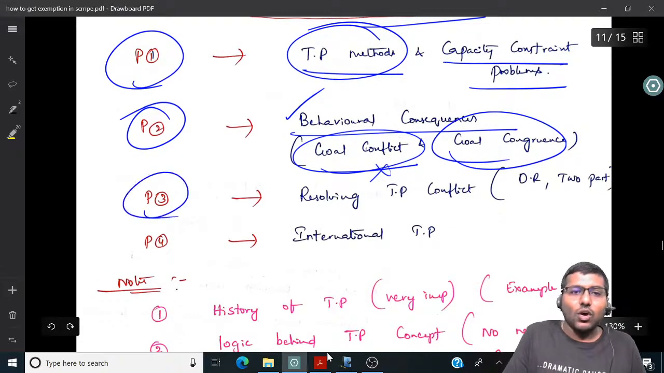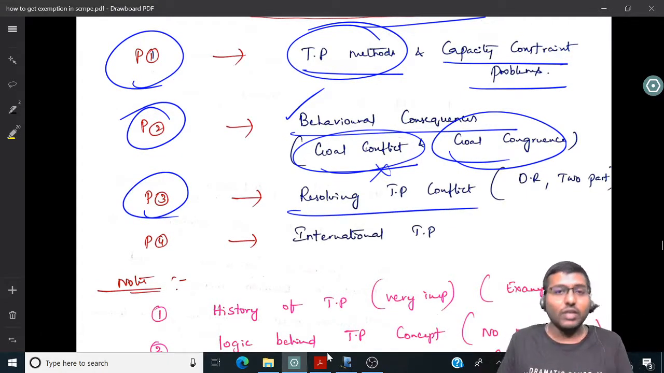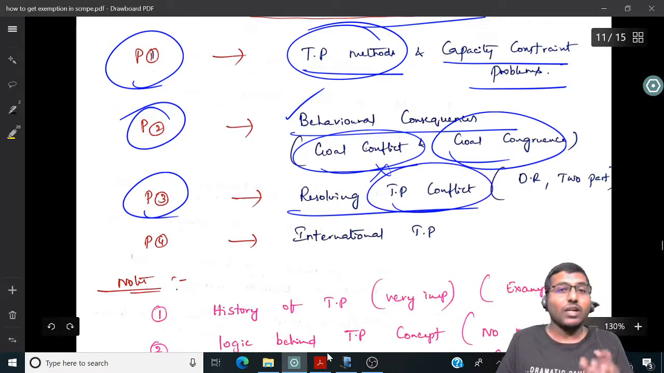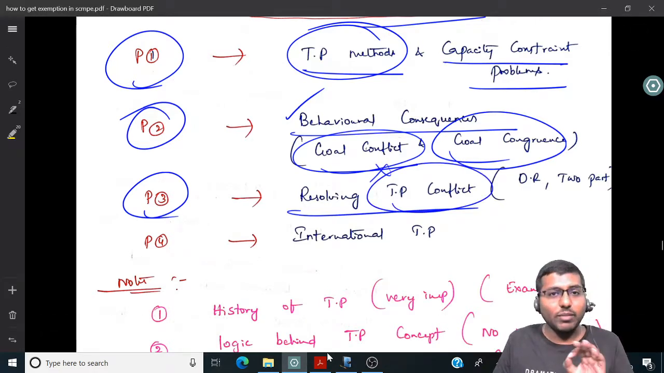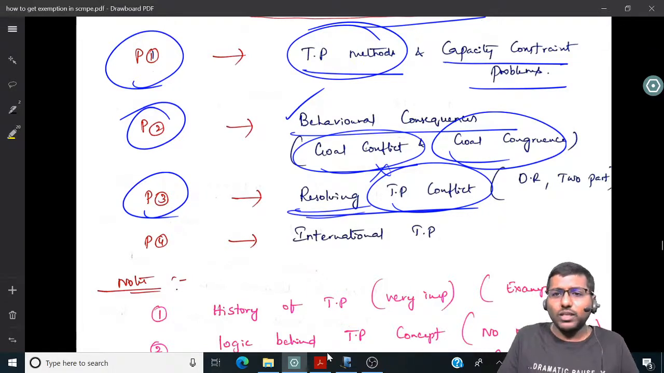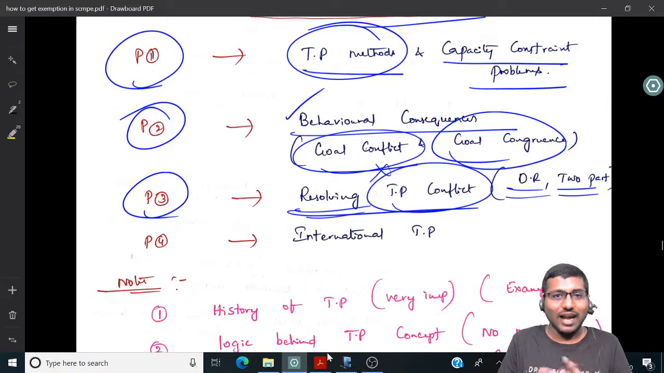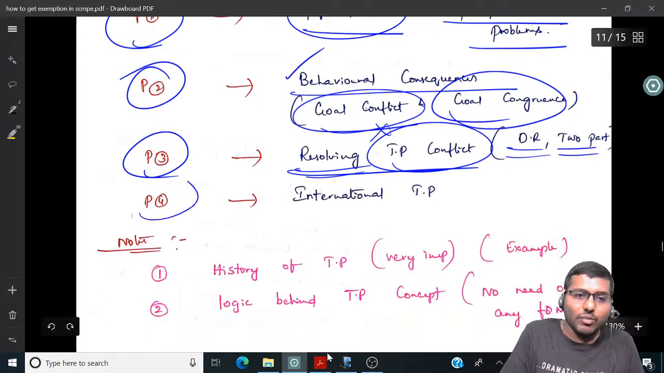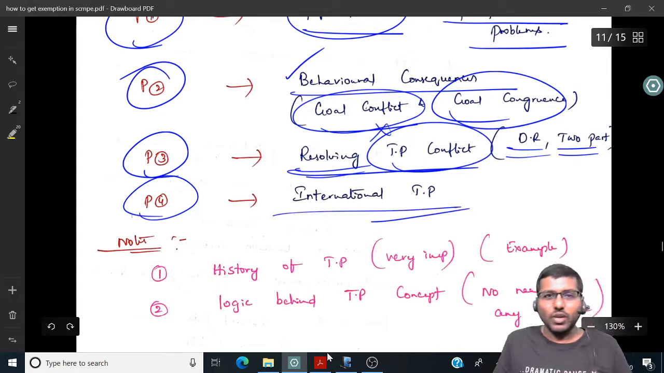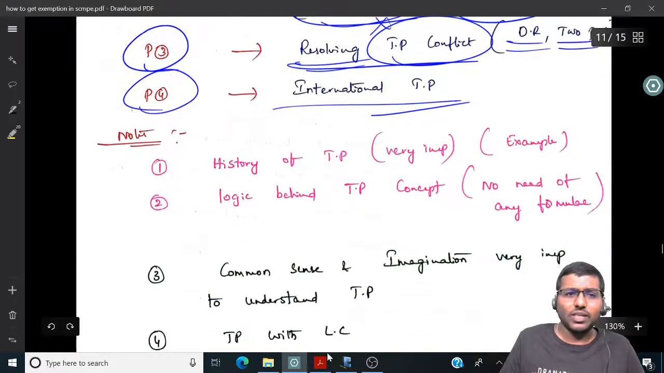Next, if there happens to be a fight, as we just discussed, if they don't agree, that is nothing but what we call transfer pricing conflict. That is priority number 3. How to resolve the transfer pricing conflict? Of course, we have two methods. One is dual rate pricing, the other is two-part pricing. That you have to clearly read and understand. And the last priority is international transfer pricing. It's not that important, but you can still get a question in the exam, so we just need to study it, and it is not that difficult, quite simple only.